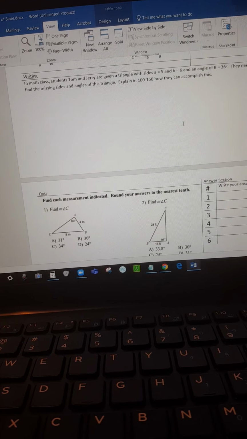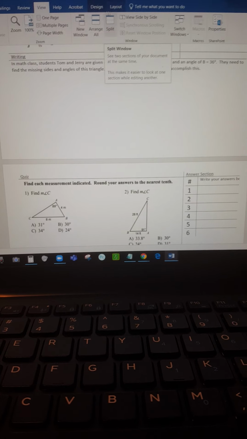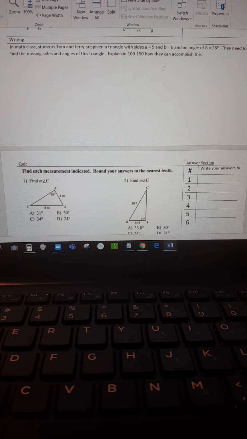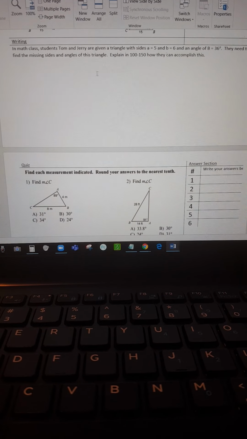Now, don't forget to do your writing section in here. This is part of your assignment. You need to do this. This isn't that hard. It's only 100 to 150 words. Y'all are high school seniors. It shouldn't be that hard for y'all.